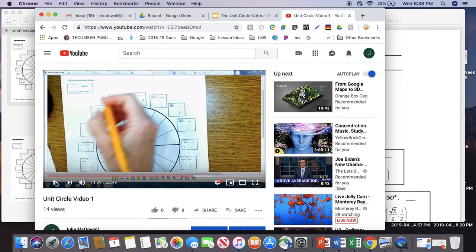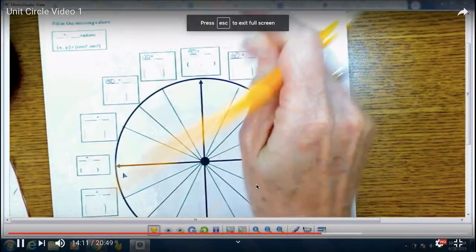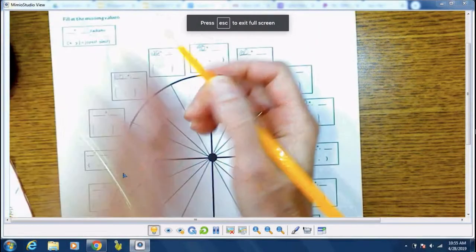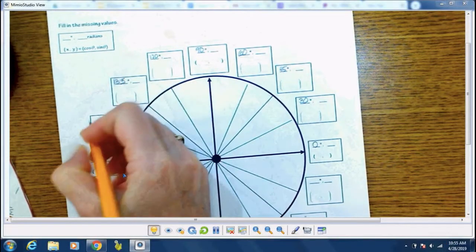Okay guys, we're going to see if this works a little bit better since my phone keeps overheating. Alright, so sorry about that.